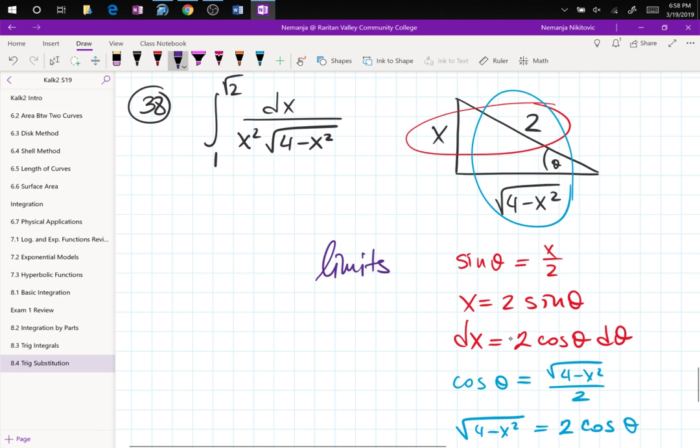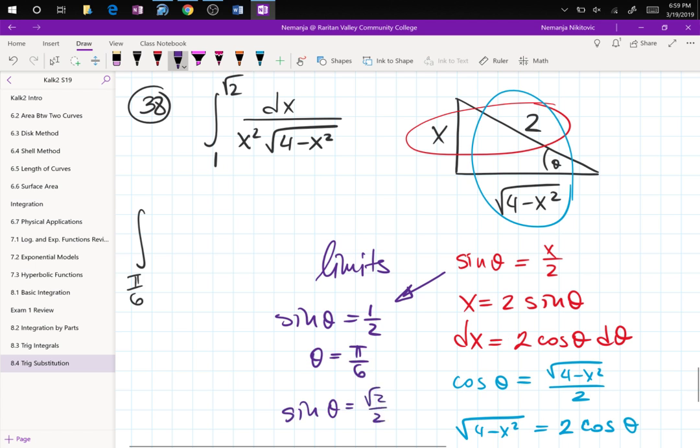I'm using my x equation over here. So when x is equal to 1, which is the bottom limit, when x is equal to 1, oh, sorry, I'm using this one. So I have sine theta is equal to 1/2. And that happens, and I have a square root of 2 over 2, which is pi over 4.